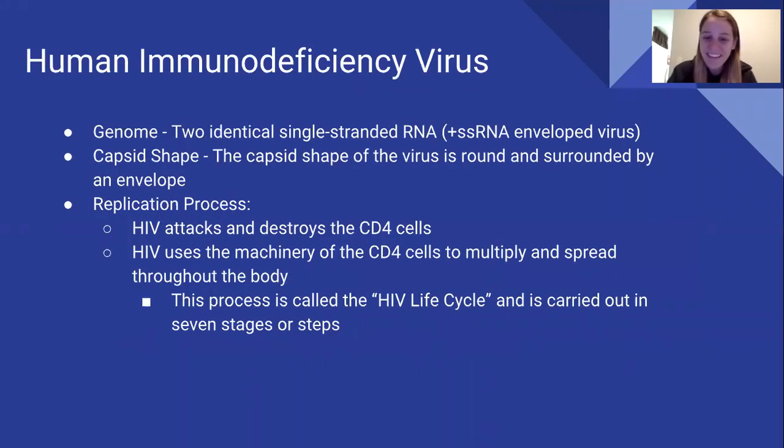HIV contains two identical single-stranded RNA, or positive ssRNA. HIV is actually a retrovirus, meaning the virus has the ability to reverse the usual flow of genetic information, which is normally from DNA to RNA.